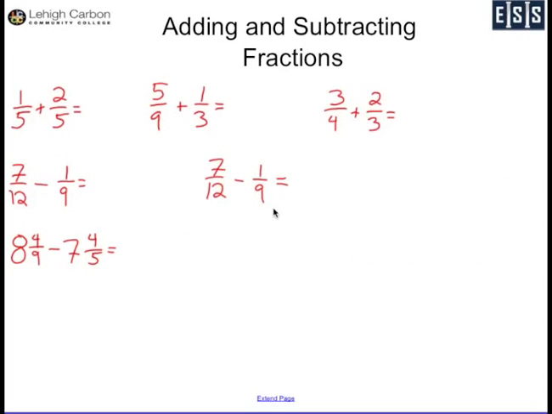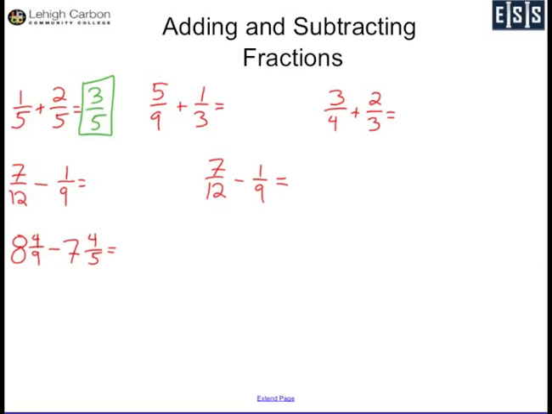It's 1/5 plus 2/5. These already have the same common denominator, both 5 in the bottom, so 1 plus 2 on the top is 3/5, and that's our final answer.